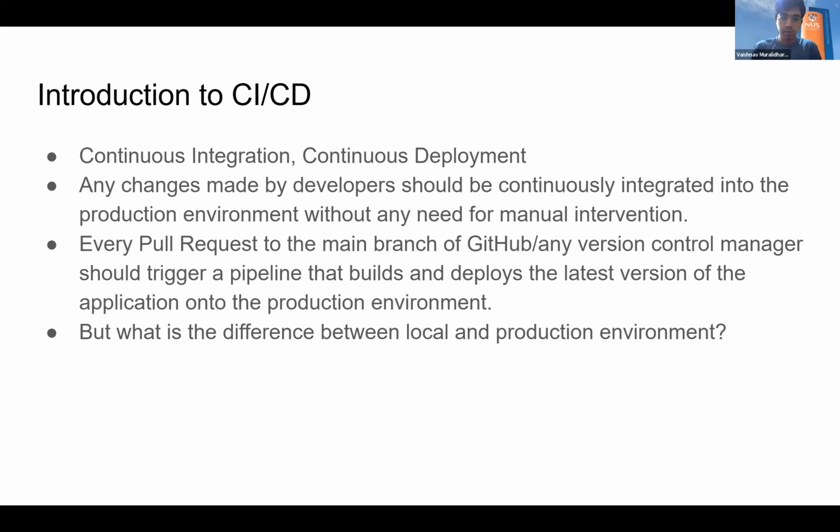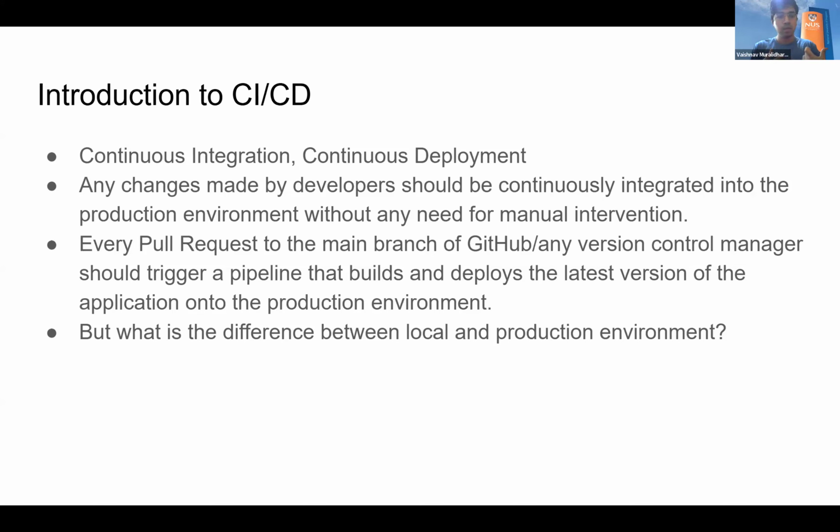So every pull request to the main branch of GitHub or any version control management system, like, let's say you have Bitbucket or GitLab, it should trigger a pipeline that builds and deploys the latest version of the application onto the production environment. Given that most people are using GitHub, I just decided to use GitHub for this demo as well. So this existing application has already been deployed to GCP, but I'll be showing you essentially how I did those deployments and what variables there are to monitor.